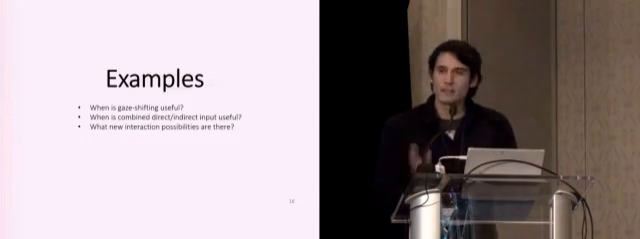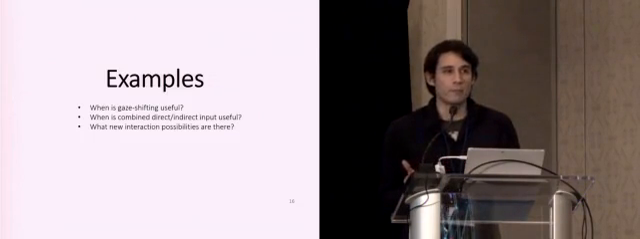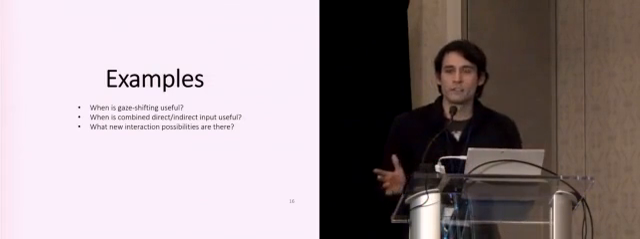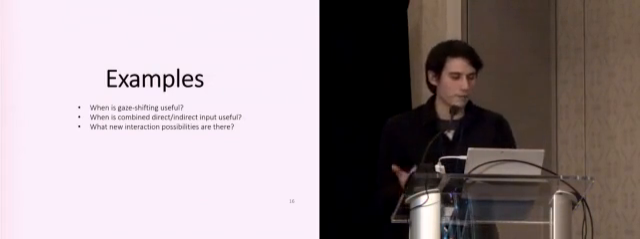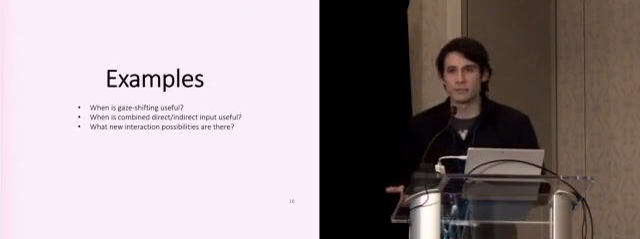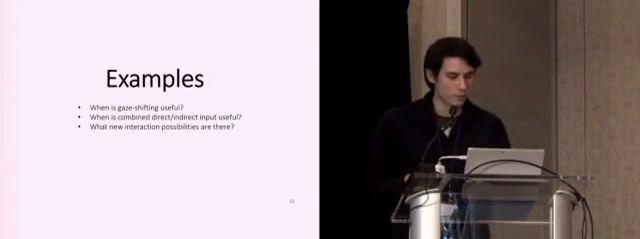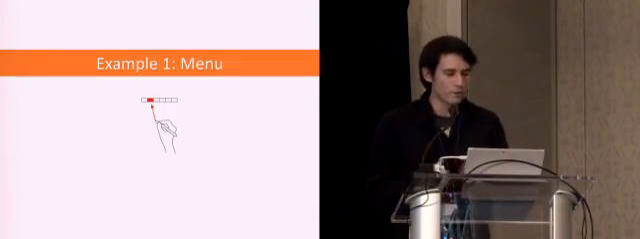The rest of the slides will be about different kinds of examples. When is gaze shifting actually useful? When do we need these direct and indirect interaction variants? And based on that, what kind of new ways of interaction can we provide? The first example is about menu interaction.